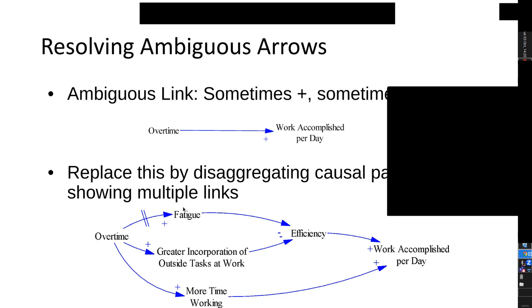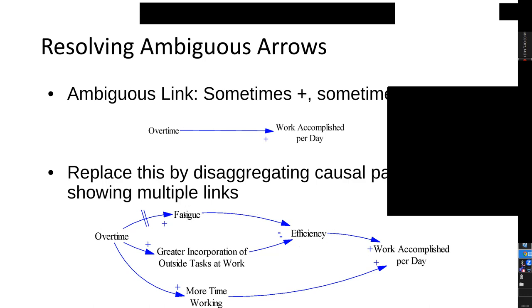So if fatigue goes up, efficiency will go down. Now watch this next step. As efficiency goes down, because this is a plus link, will work accomplished per day go down or up? If efficiency goes down, work accomplished will go down. Right, exactly. If efficiency were to go up, work accomplished per day would go what? Up.